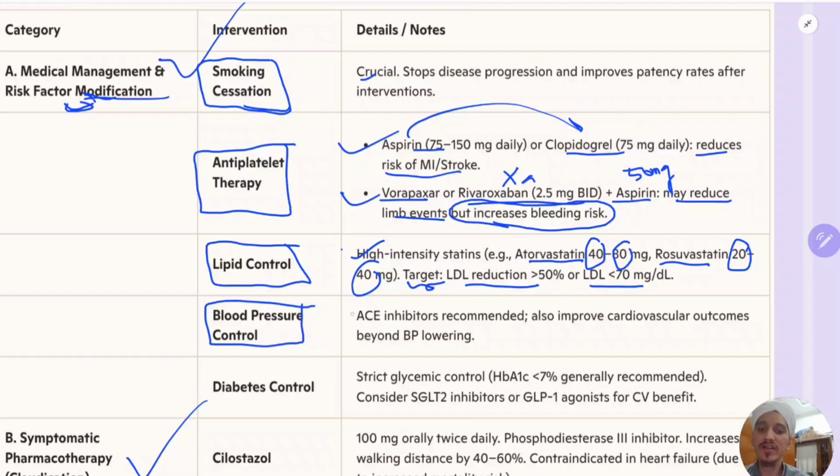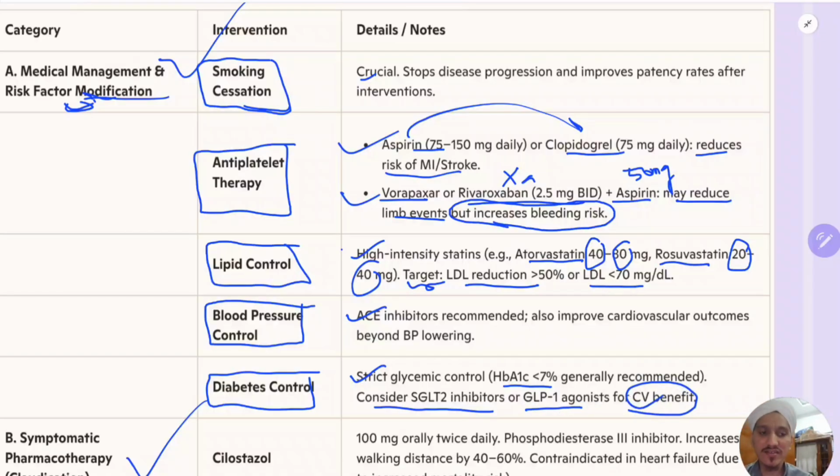Blood pressure control is required, very important. ACE inhibitors are recommended for that because they improve the cardiovascular outcomes. Then diabetes control, sugar control. So strict glycemic control: the target HbA1c should be less than 7%, which is generally recommended. And one important thing here is to consider SGLT2 inhibitors or GLP-1 agonists because they have an increased cardiovascular benefit.